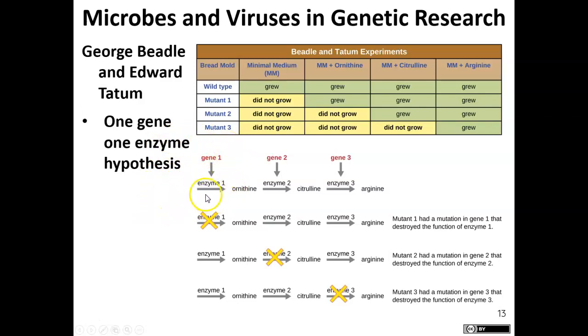So if you mutate this gene and this enzyme doesn't get produced, then you won't have the end product. And so they were able to do that using the irradiation and then the different media.